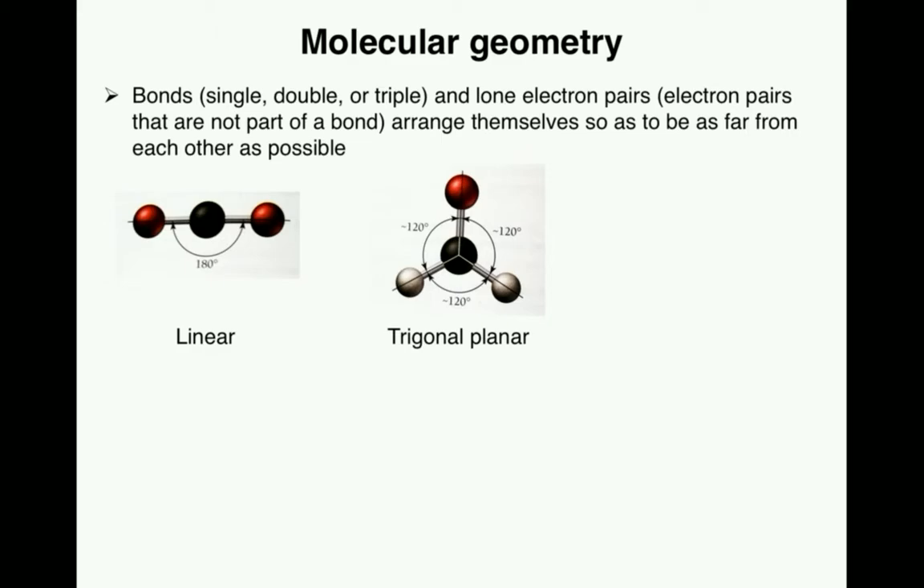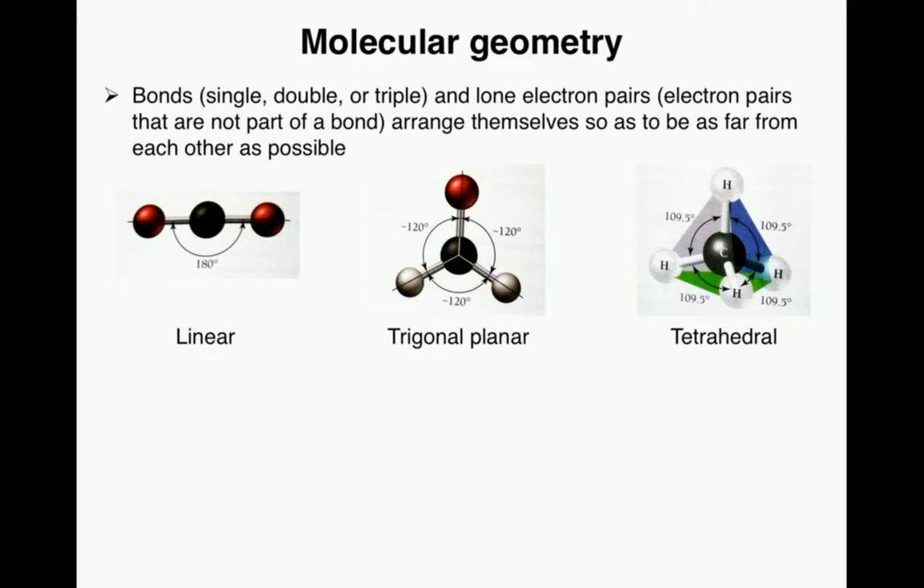If a central atom has four bonds and no lone electron pairs, to be as far away from each other as possible, the bonds must point towards apices of a triangular pyramid at angles of 109.5 degrees to each other. This molecular geometry is called tetrahedral, and an example of a tetrahedral molecule is methane, CH4.